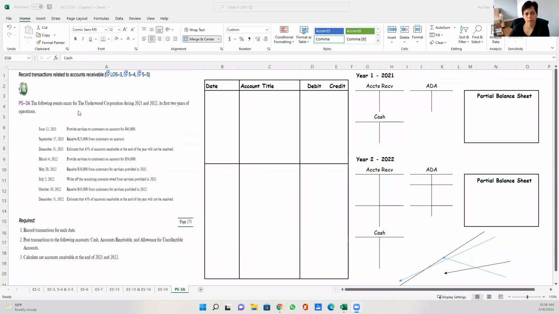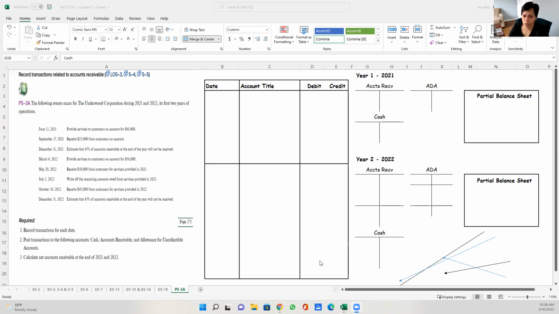So we have the following events that occur for the Underwood Corporation during their 2021 and 2022 year, their first 2 years of operation. They've given us a bunch of transactions. Let's look at what is required. First, we're told that we need to record everything in the journal. So I have my journal set up over here. And then they've asked us to post the transactions into cash, accounts receivable, and allowance for uncollectible accounts. So they're just interested in those three accounts. And then they want us to calculate the net accounts receivable at the end of 2021 and 2022.